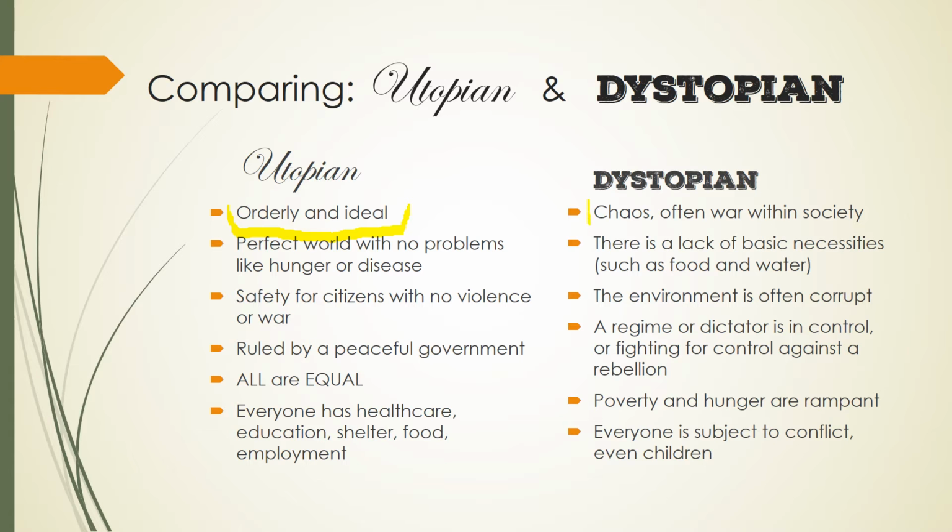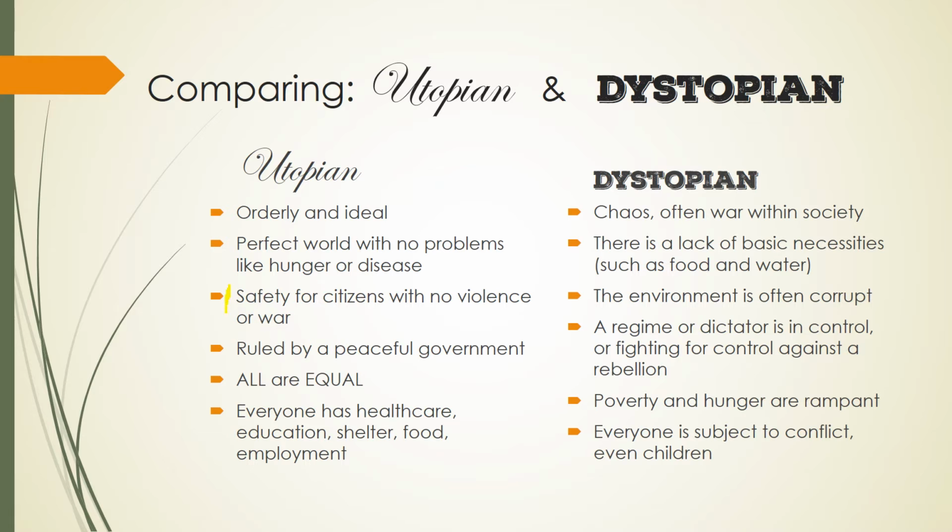Now on the opposite spectrum over here, let's use a different color. We have things being in chaos. Often there's war happening within the society. Things are not perfect, people are struggling, but in our perfect world scenario, we don't have problems like hunger and disease. People are provided for, everything's good. In a dystopian society, the opposite is true. They generally lack basic necessities like food and water. Again, we could use the Hunger Games as an example because we know that they're called the Hunger Games because they had a lack of food for their society. It was a constant struggle.